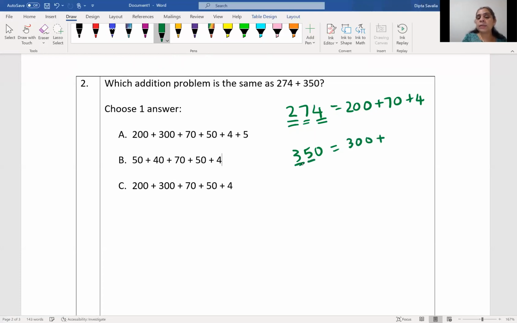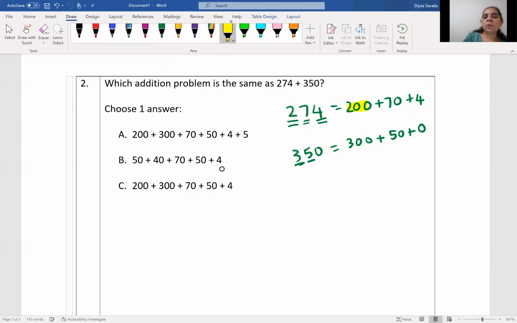Next, we will check tens. How many tens do we have? 5. So what is the value for 5? 50. And what about ones? We don't have any ones, so it's just 0. So first thing, all right, you can tell me which choice we can eliminate right away: A, B, or C.